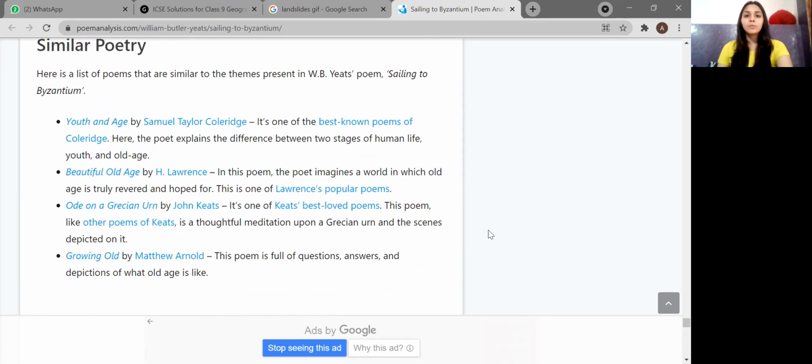In this poem, the poet imagines a world in which old age is truly revered and hoped for. This is one of Lawrence's popular poems. Then, Growing Old by Matthew Arnold. This poem is full of questions, answers, and depictions of old age, how old age is like.